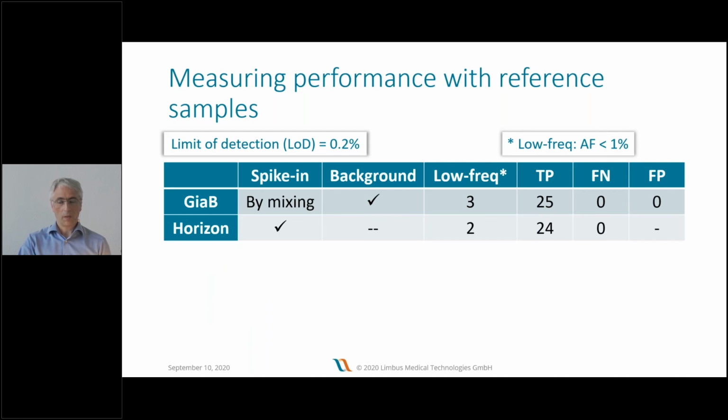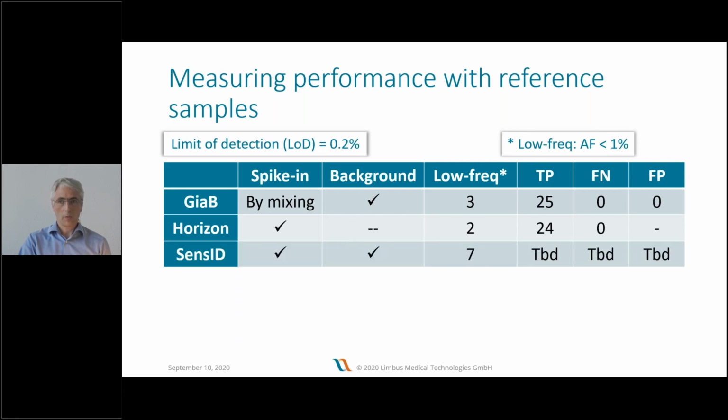A second set of samples was obtained from the company Horizon. There, the spike-in is already included, but the drawback in those specific samples that were suitable for our assay was that the background was not well characterized. It was only characterized by exome sequencing, not to a level of quality that we needed in our case. So we were not able to make any statement about false positives in those samples. Again, we did not miss any of those variants.